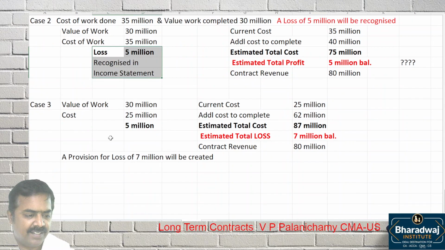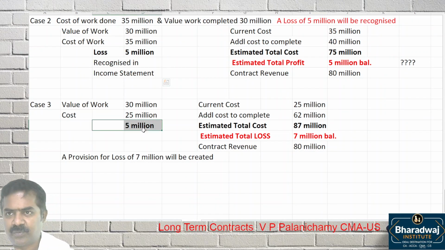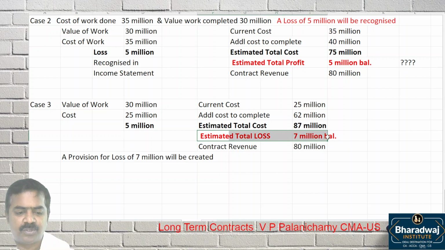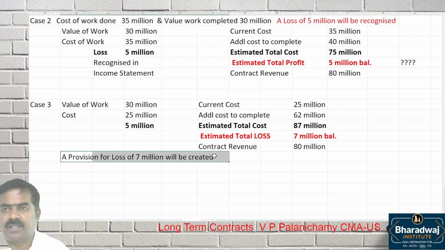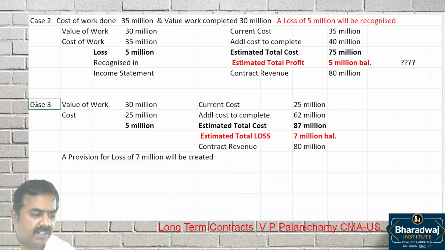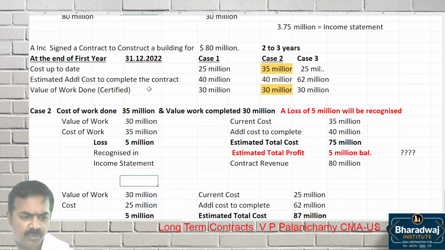Next, case 3, don't record profit. Don't record profit if there is a foreseeable loss. Provide for all losses. At the end of the day, when the contract is over, we estimated loss of how much? 7 million. A provision of how much will be created? 7 million will be created. This is for which one? Case 3. Wait, I'll go for case 4.